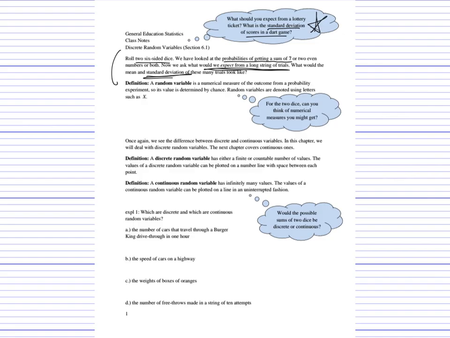Let's define a random variable. It's simply a numerical measure of the outcome of some probability experiment. So its value is determined by chance. Random variables are denoted using capital letters like X. The thought bubble has us consider, for the two dice, can you think of numerical measures you might get? Can you now think of numbers that you would get out of rolling two dice? What kinds of things might you investigate?